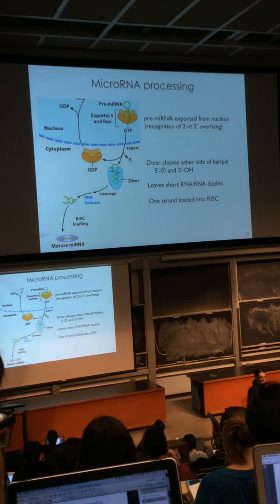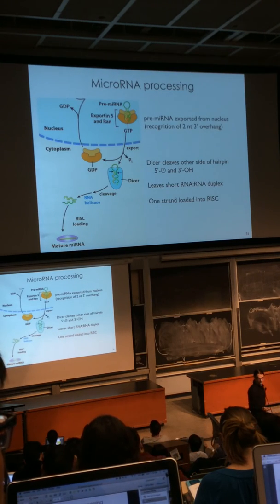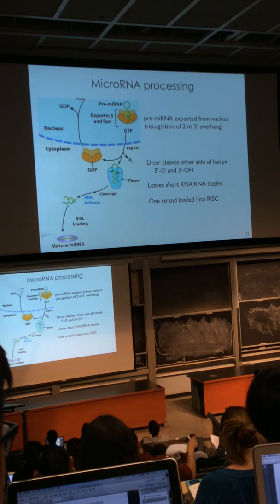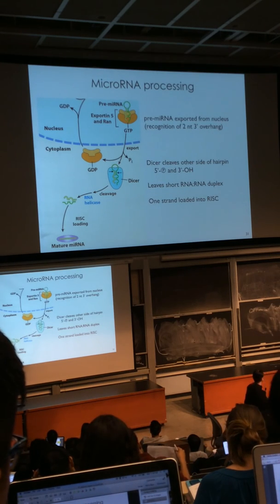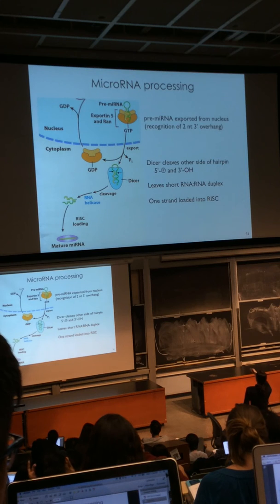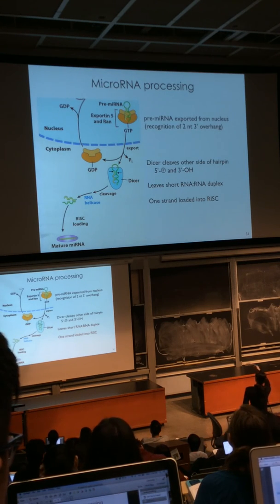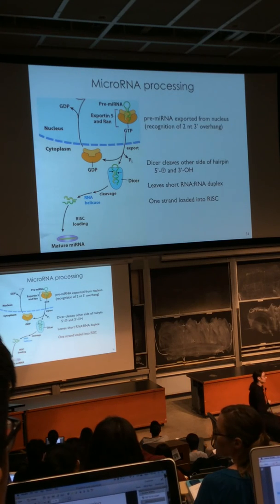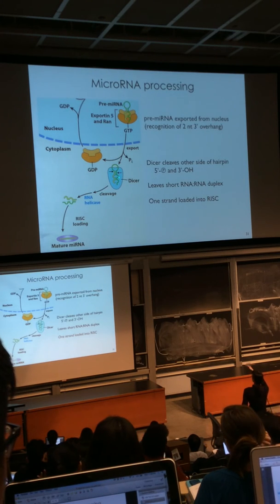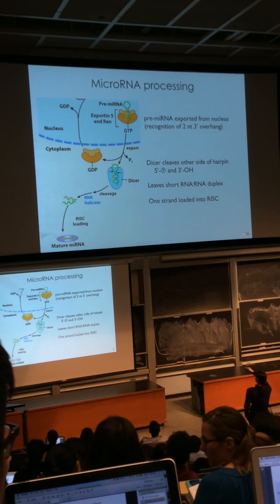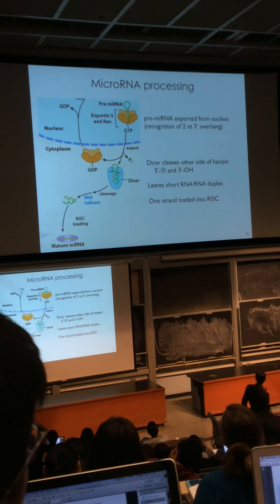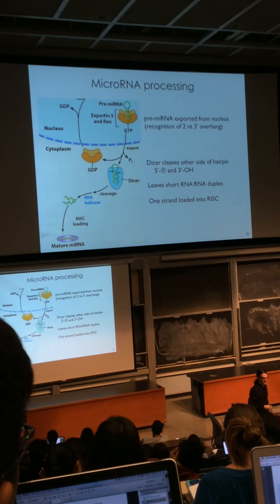The pre-microRNA, which remember is all still happening in the nucleus, at that point is exported into the cytoplasm, and a different enzyme called Dicer cuts the other side of the hairpin. So remember, Drosha cut at the base. Dicer is going to cut off this loop. It's also going to leave a 5' phosphate and a 3' OH on a short RNA duplex that's shown here being stripped apart by an RNA helicase before it's actually assembled into this RISC complex.